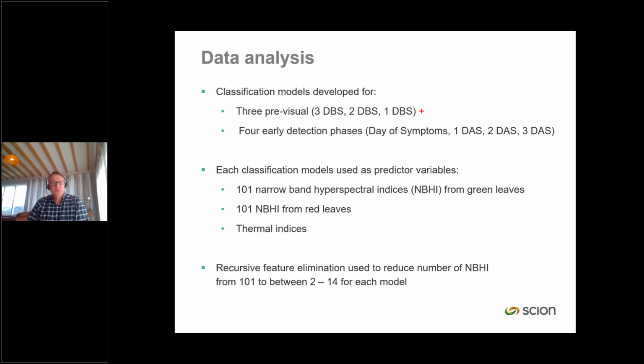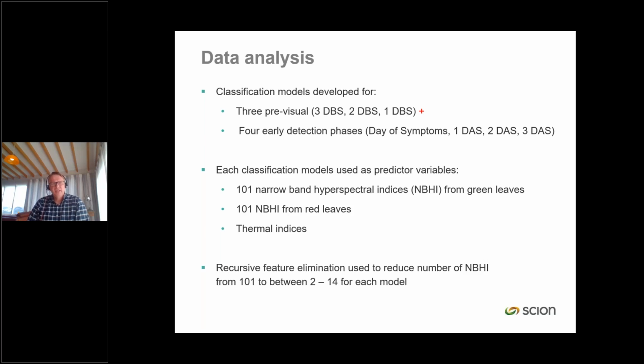So I'd just like to talk a little bit about the data analysis. We developed classification models for the pre-visual stages. That's 3 days before symptoms, 2 days before symptoms, and 1 day before symptoms, and also the 4 early detection phases that include the day of symptoms and 1 day after symptoms through to 3 days after symptoms.